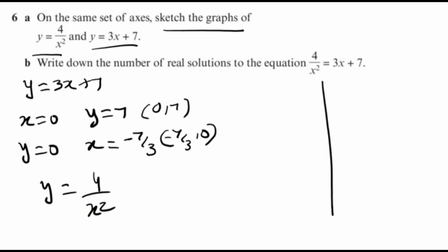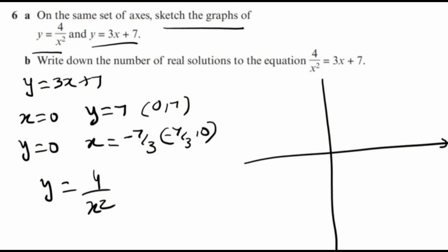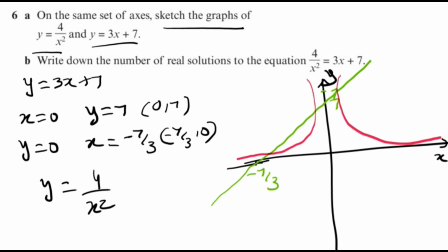Right? Okay. Let's sketch the graph. This is our x-axis. This is our y-axis. This is the minus 7 over 3 point. And this is 7. So the straight line passes through these 2 points. And this is the reciprocal graph with the square. So we can draw the graph like this. And because it's a square, it is in the second and third quadrant. This is the second quadrant, this is the third quadrant, right?